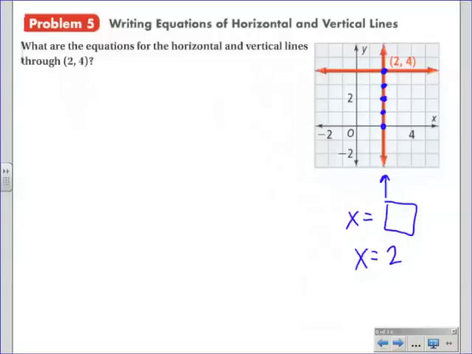If somebody were to ask you what's the slope of that line, you would say the slope is undefined because it's vertical. Now if we want to write the equation of the horizontal line, if anybody asked you what any of these y values are here, you would say the y values are 4. And so you're just going to say y equals 4 for the equation of the line. The slope of that line is 0.